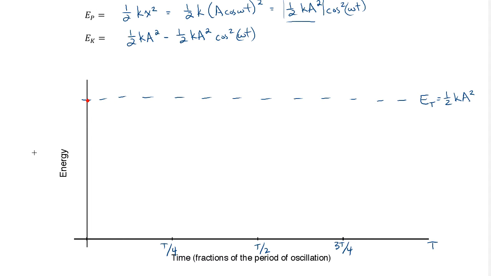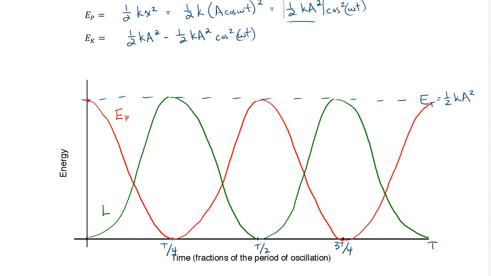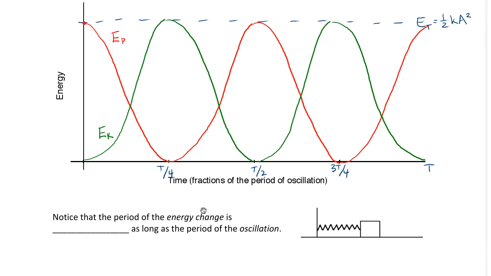So now we need a cos squared graph for our potential energy. And that's going to look like this. Remember, again, it's got half the period of the underlying oscillation. And now here in green, I've drawn the kinetic energy, also a cosine squared shape. Lastly, let's just remember that the period of the energy change is half as long as the period of the oscillation. So that's an introduction to energy and energy changes in simple harmonic motion.